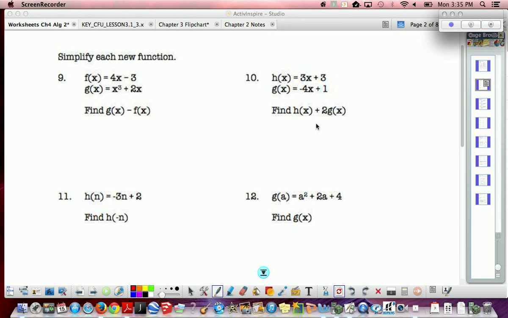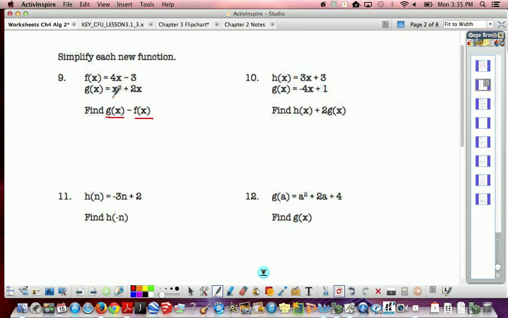All right, let's take a look at the backside here. In number 9 here, you're given two functions: f of x equals 4x minus 3 and g of x equals x cubed plus 2x. On the first part, it says find g of x minus f of x.